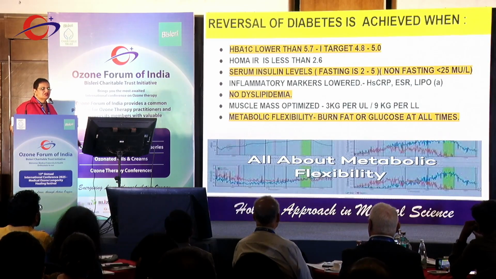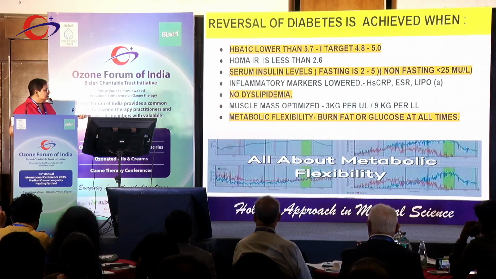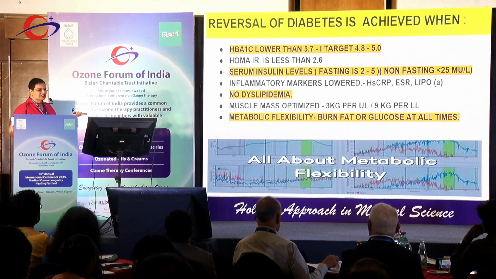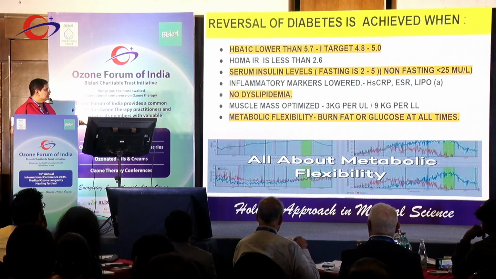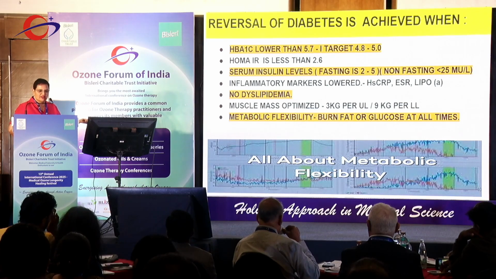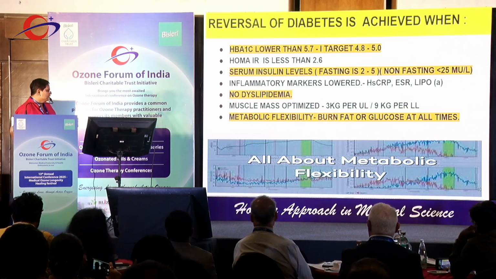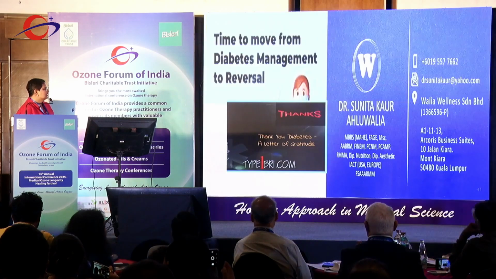The most important organ in your body is your muscle, and you are looking at 3 kilos of upper limb muscles per limb, 9 kilos of lower limb muscles per limb. 24 kilos of muscles is the minimum amount of muscles that you need to burn sugar and fat. And that's when your metabolic flexibility comes in and you burn sugar or fat with the metabolic switch. So reversing diabetes is actually all about metabolic flexibility.